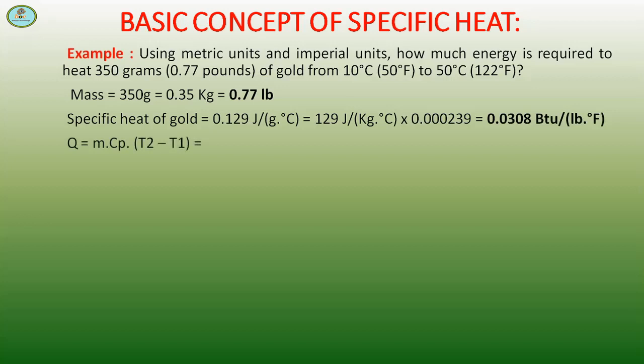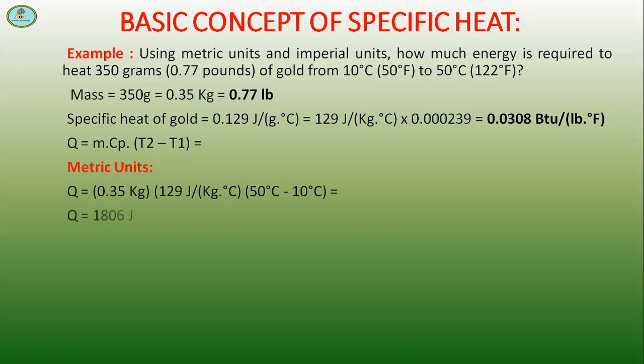Q is m into Cp into (T2 minus T1). So in metric units, Q is equal to 0.35 kg into 129 joule per kg degree Celsius into (50 minus 10). So Q is 1806 joule. Conversion: 1806 joules into 0.000947, so 1.71 BTU.